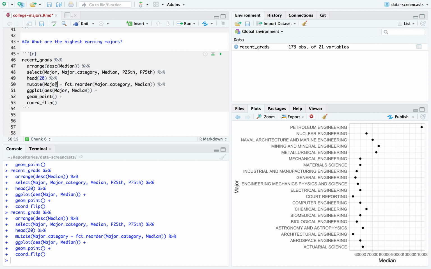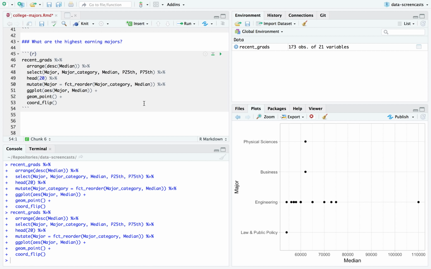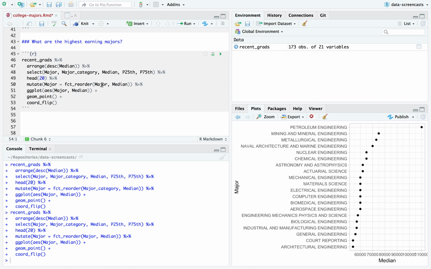Oops, I want to reorder the major category. Reorder major and plot major. I had to get the category straight. Awesome. One problem with the dot plot is it's not going to start at 0, whereas a geom call always does.